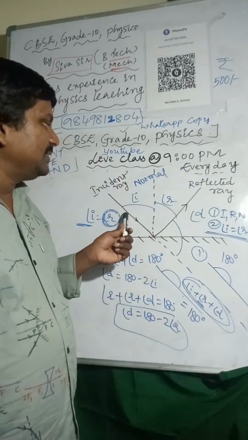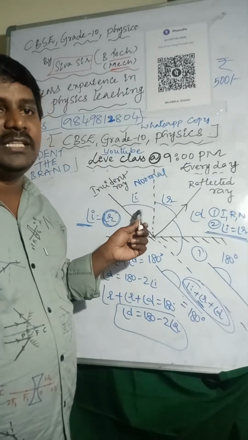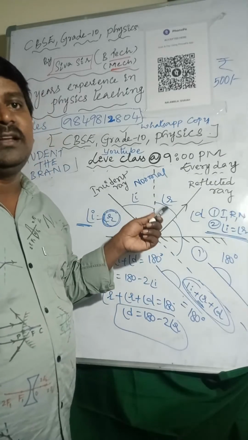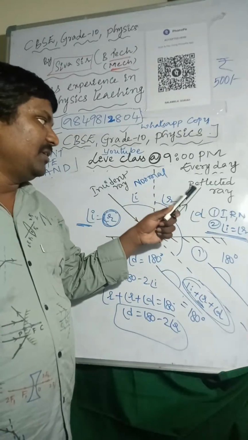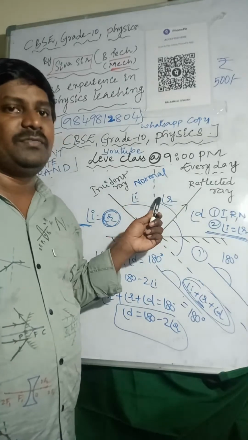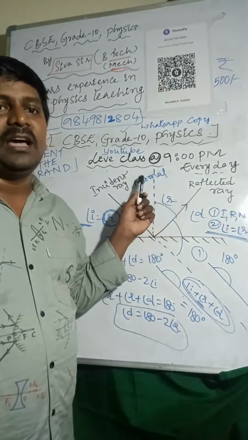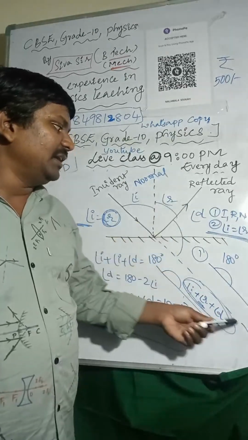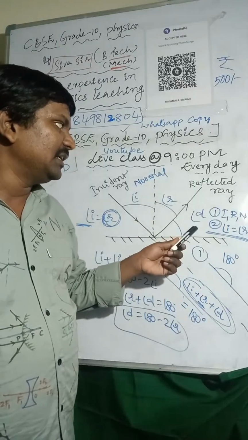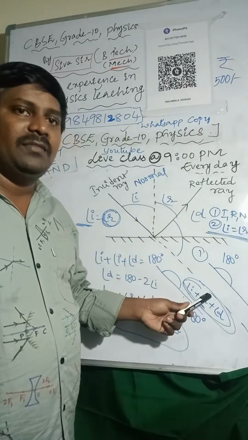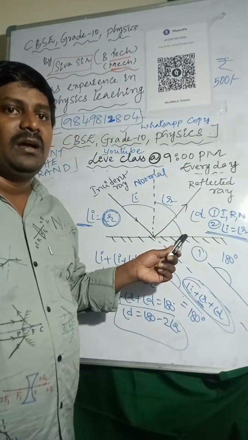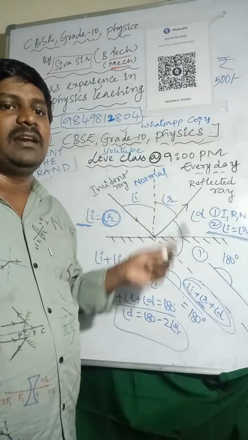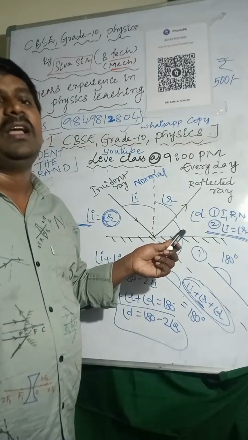The angle between the incident ray and the normal line is called angle of incidence. The angle between the reflected ray and the normal line is called angle of reflection. The angle between the reflected ray and the undeviated line is called angle of deviation.